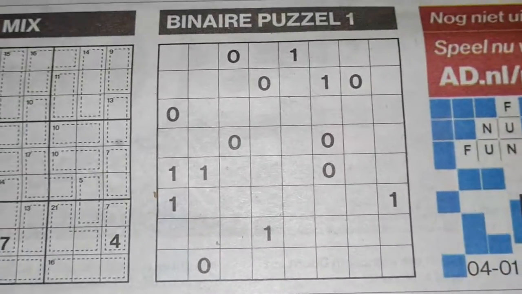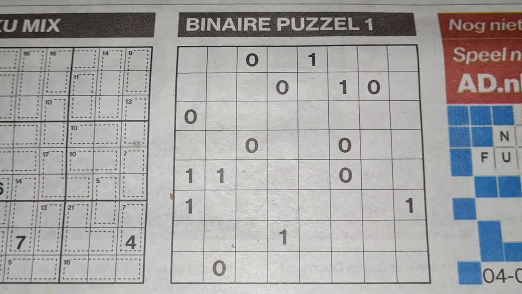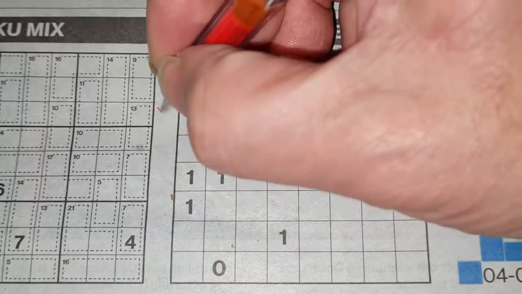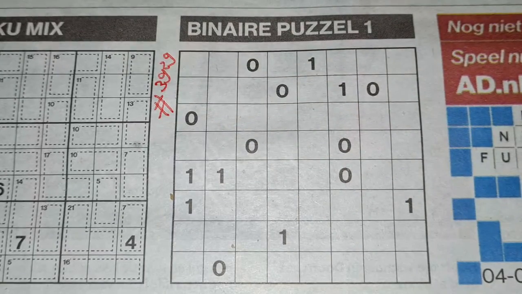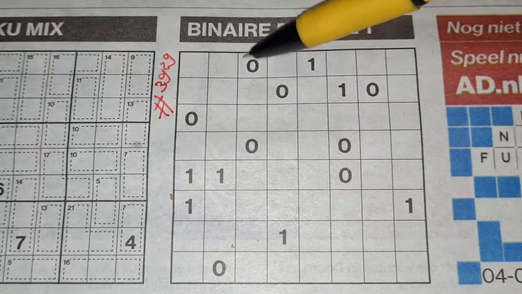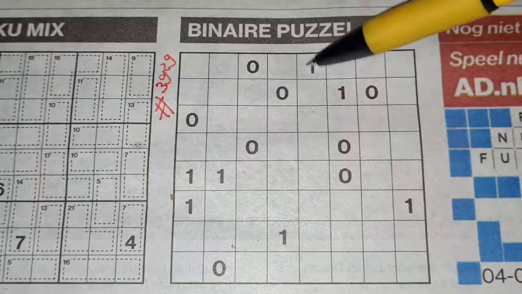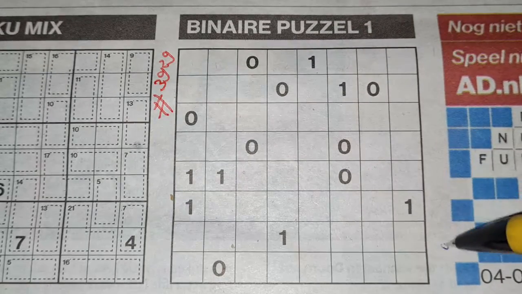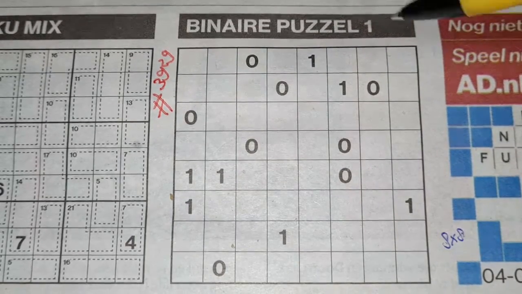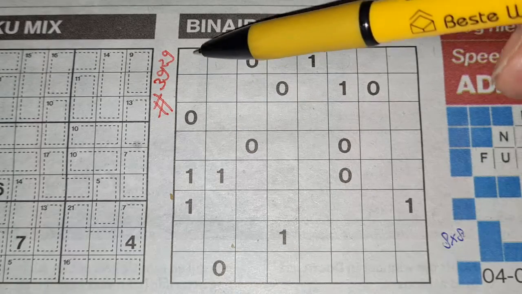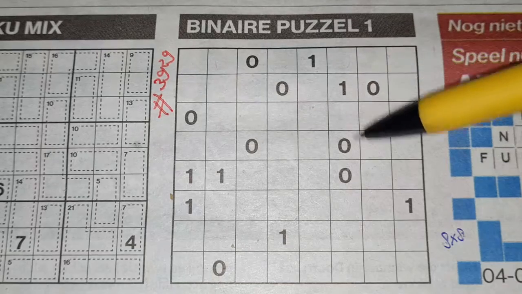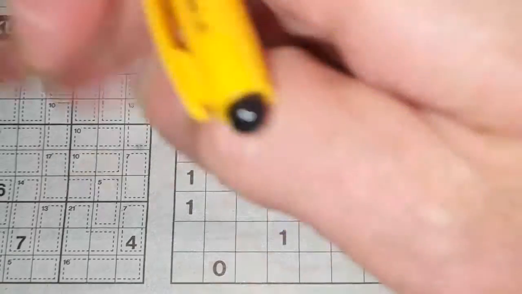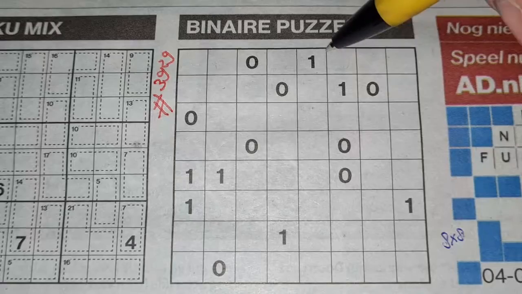Well, okay. Let me continue with this binary puzzle number 3929. And what kind of binary puzzle is this one? 1, 2, 3, 4, 5, 6, 7, 8. It's an 8 by 8 binary puzzle. That means in a row or in a column, there are always 4 ones and 4 O's. Alright, so let's get started.